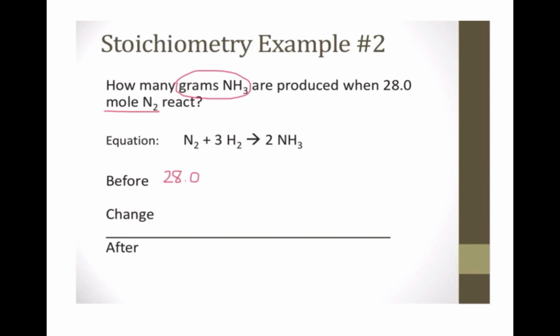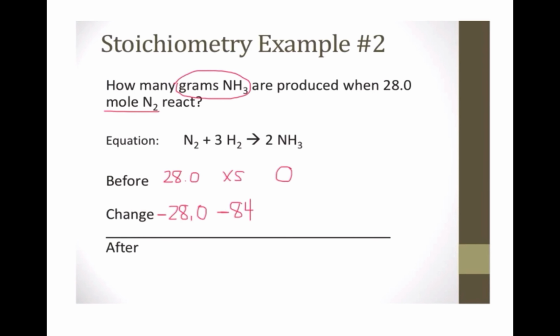The problem doesn't mention anything about hydrogen, so I'm just going to assume that we've got excess hydrogen, and usually we'll assume no product to begin with. So 28 moles of nitrogen react. All 28 of those moles of nitrogen are gone. Now time to use the coefficients. For every 1 mole of nitrogen, 3 moles of hydrogen react, 3 times as many. So I'm going to take 28 times 3, 84 moles of hydrogen are reacted.